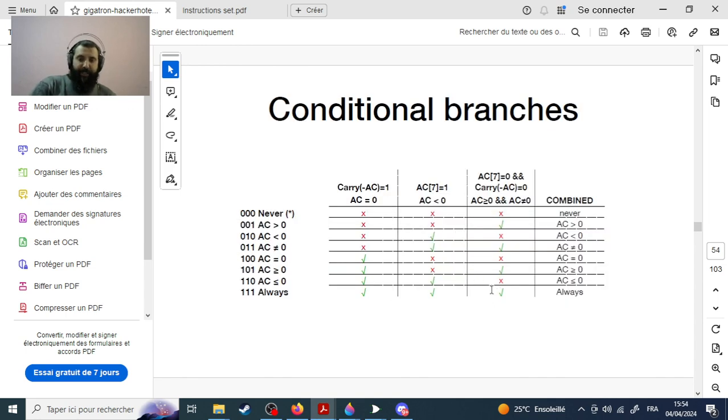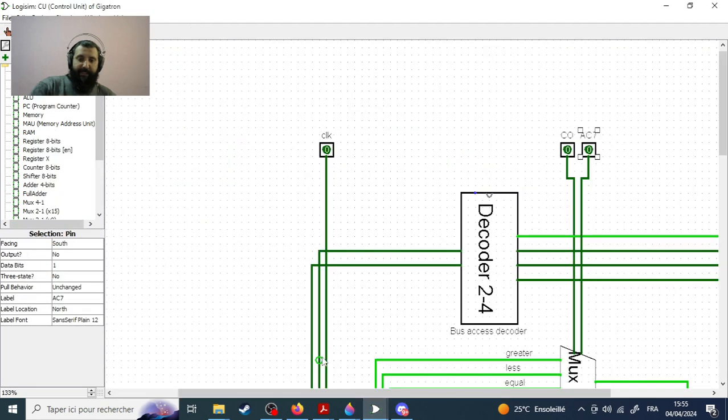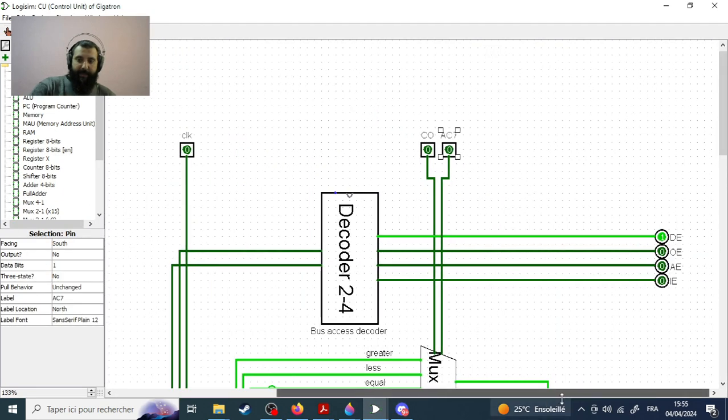We have a special case. A special case is the never. I will test that later. We have this one, the last one. I will talk about that later. Anyway, let's see how we implement this table with the multiplexer. You have to see it, this is also a clever way to implement this table.